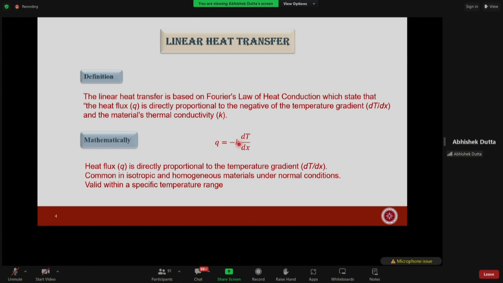This holds for common isotropic and homogeneous materials under normal conditions, and it is valid within a specified temperature range. This is very important, that it is valid within a specified temperature range. These are the three important aspects of this equation, the linear heat transfer, and you can already see the linearity. It's more or less a linear relation that gives the relation between the temperature gradient and the thermal conductivity of the material.